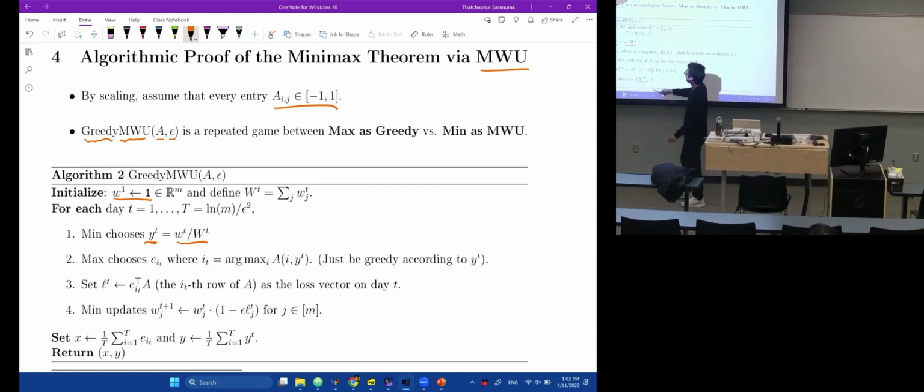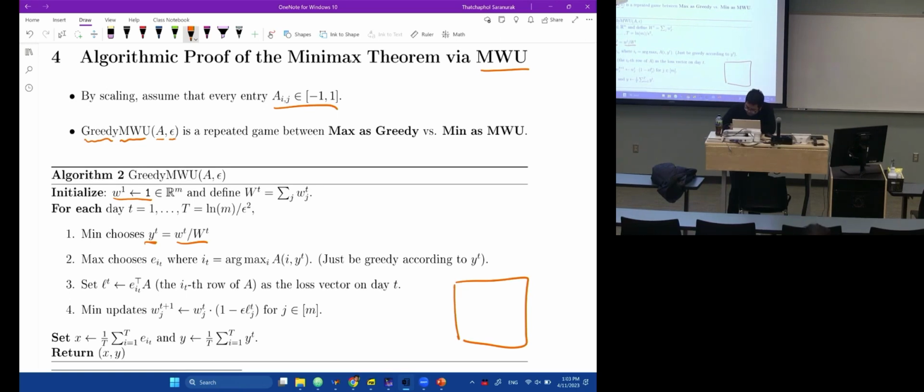And once you choose the y according to weight update, max is greedy. And then after that, because the min player wants to be a weight update algorithm, he needs to define the loss vector and update the weight. How exactly? Well, just look at this. The min player chooses y_t, which is a distribution, and the max player chooses i_t.